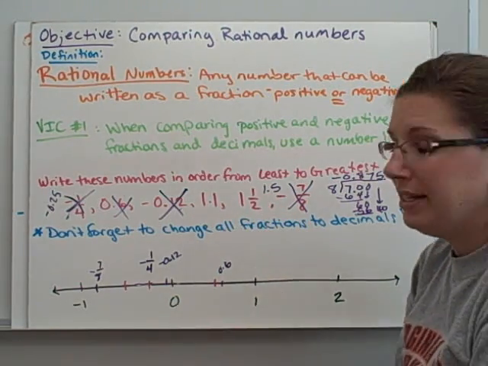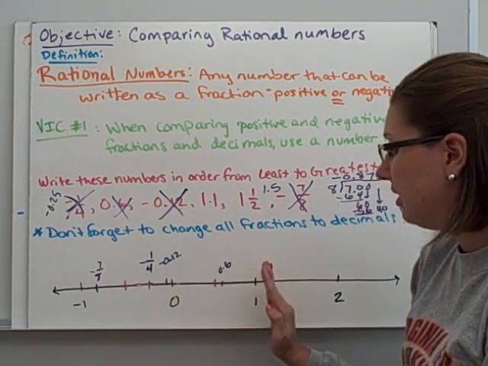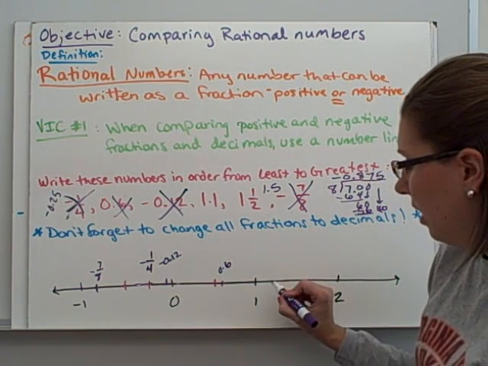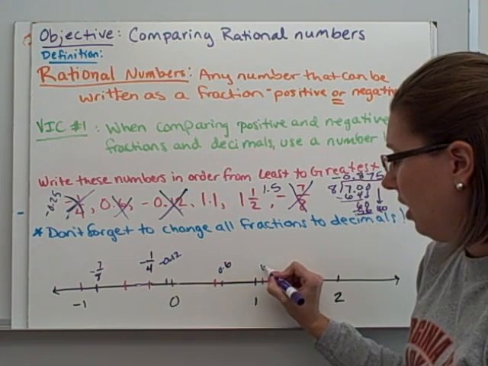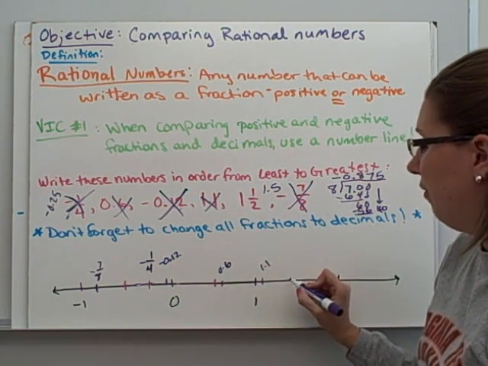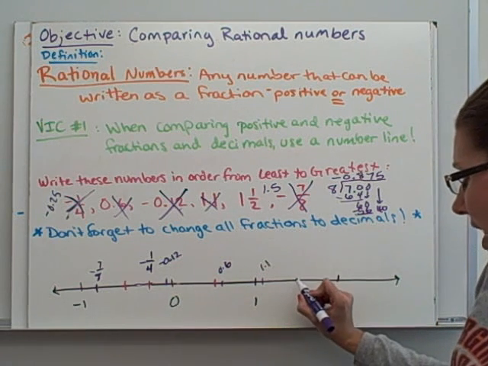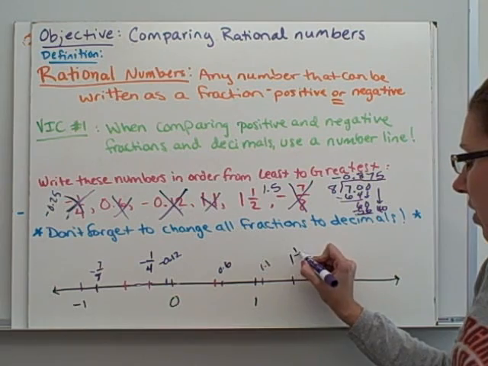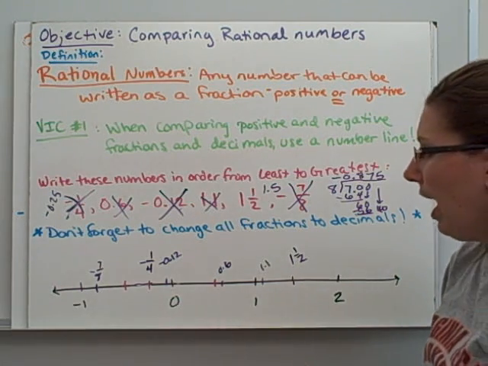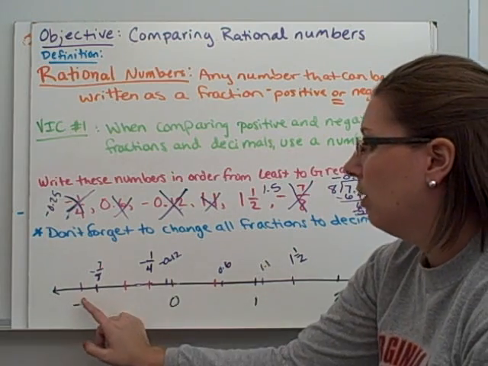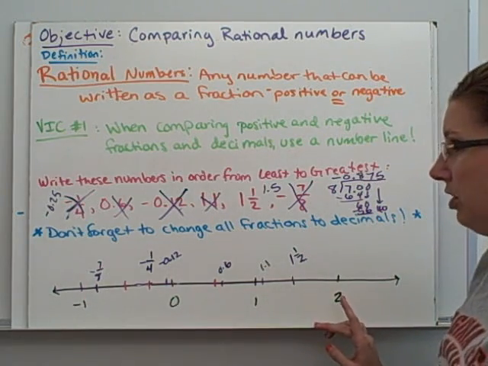That one's done. Then I've got 1.1 or 1.5. Well, 1.1 is definitely next to go, and it's a little bit past 1 whole. So I've got to go right about here. And then 1.5, or 1 and a half, halfway between 1 and 2, would be about right here. Whew. And now you'll see that I have my numbers listed in order from smallest to largest.